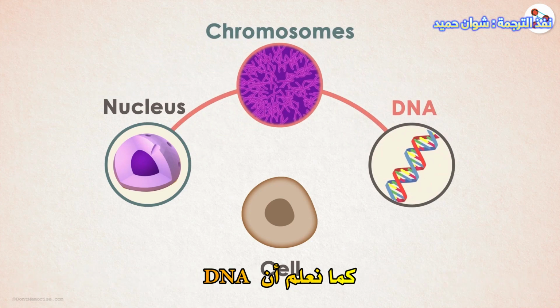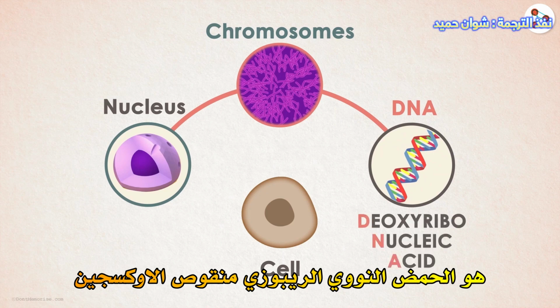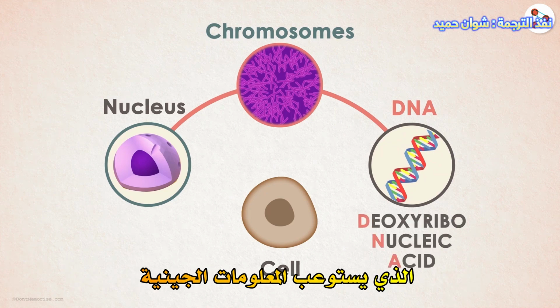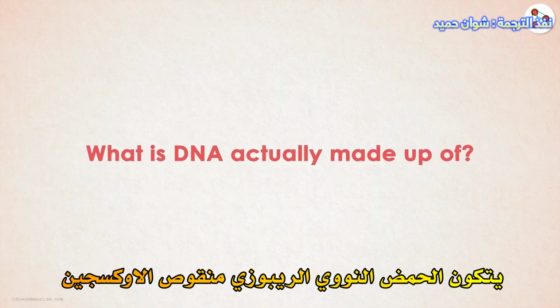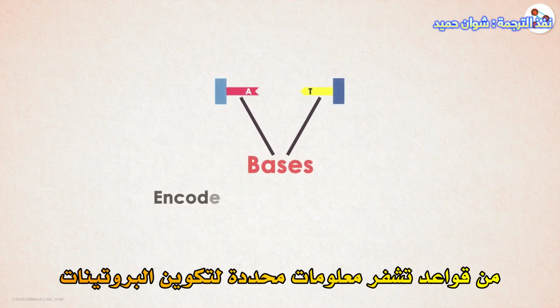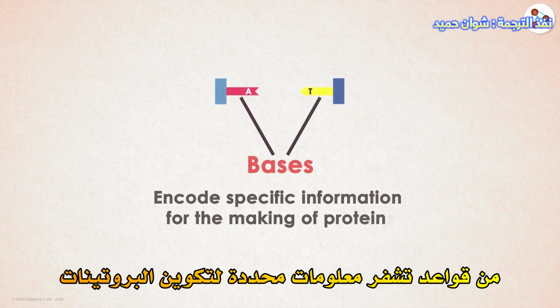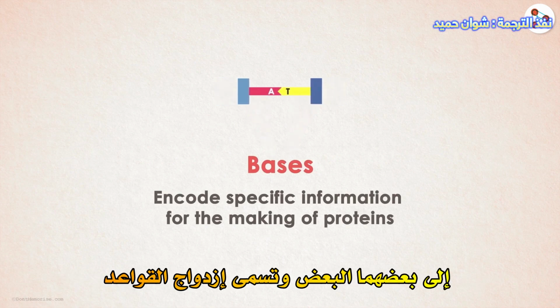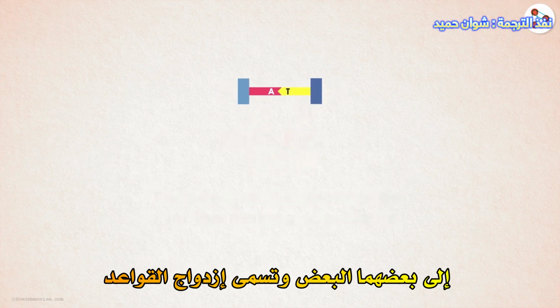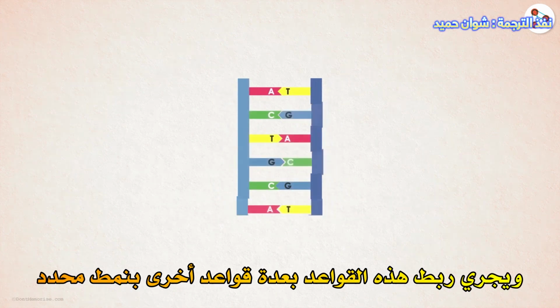DNA, as we know, is the deoxyribonucleic acid which contains the genetic information. What is DNA actually made up of? DNA is made up of bases which encode specific information for the making of proteins. The two bases that usually join each other are called a base pair. These bases will be joined to several other bases in a specific pattern.